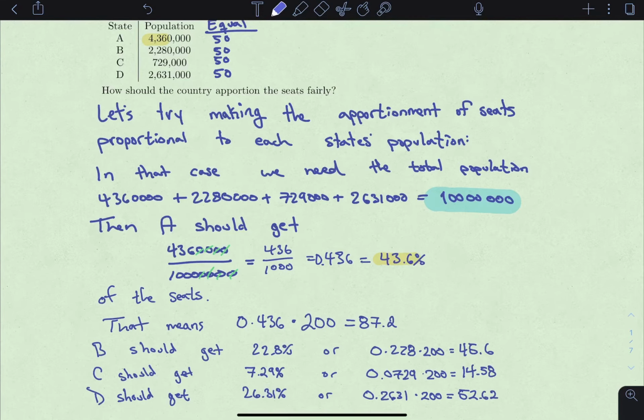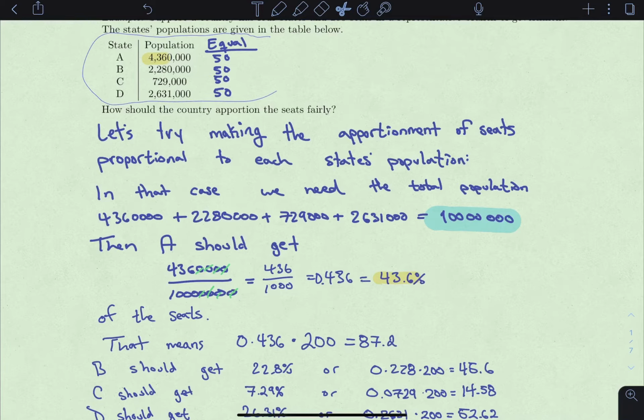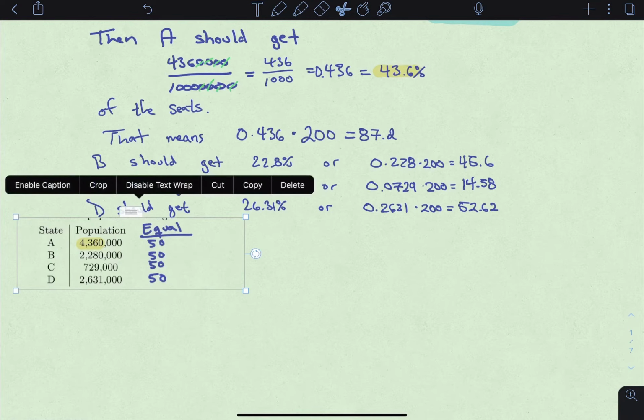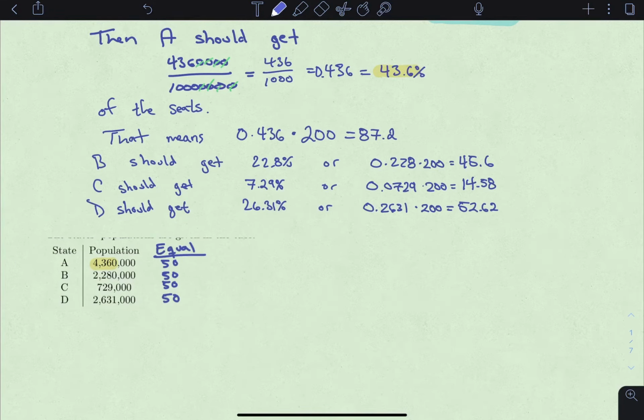So now we have a different apportionment. Let's copy this down, and then we'll add our equal, and this will be proportional. So we'll have 87.2 for A, 45.6 for B, 14.58 for C, and 52.62 for D. And all that is great, except we can't distribute any fractional part of a seat. These are seats in a representative branch of government. These are how many people will represent state A, B, C, or D. And you can't be represented by 87.2 people. This is the indivisible part of the objects that we're distributing.